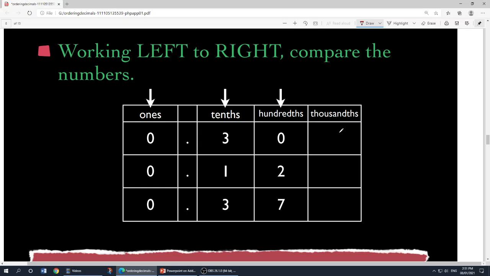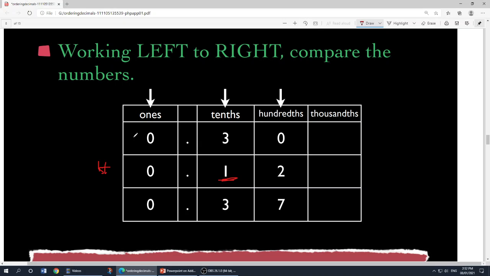And remember, we want increasing order here. So we want to start with the smallest number. So we can compare the ones. Well, that's not very helpful. There's no ones in anything. So we go one step to the right and start comparing here. And immediately we can see that 1 is going to be our smallest. Okay? So we're going to put a first here. That's the smallest. Because 1/10 is smaller than 3/10. And it doesn't matter how many hundredths it has. If it's got less tenths, then it is smaller. Okay? So we know this is the smallest.